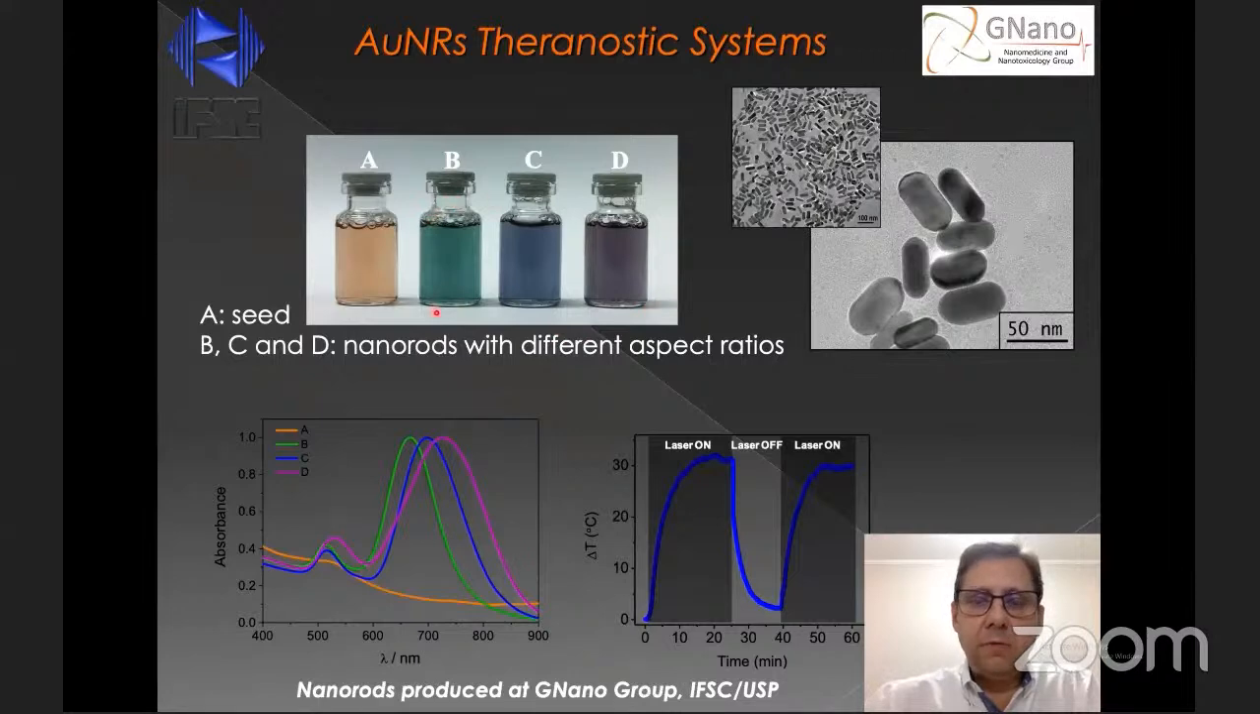Depending on the aspect ratio of the nanorods, you can tune the electronic absorption in the infrared region. The nanorods produced in our lab were very homogeneous in size and shape. And we also show here a typical heating and cooling curve exhibited by the nanorods upon irradiation with a laser line in the infrared region.